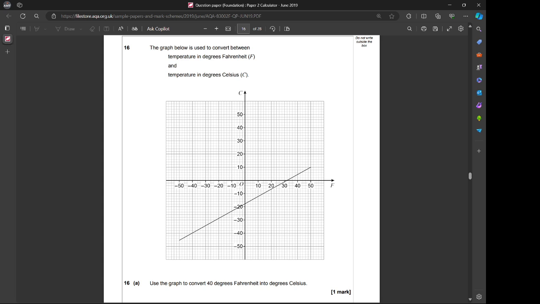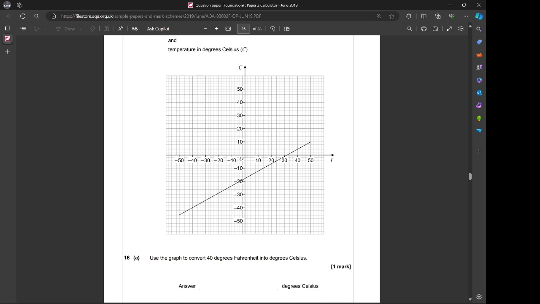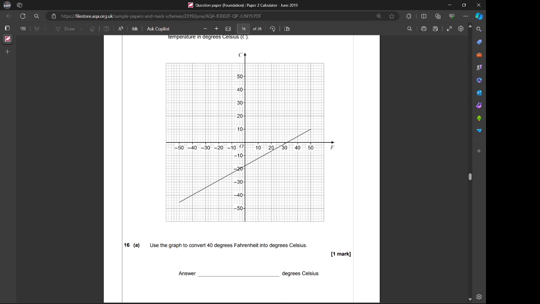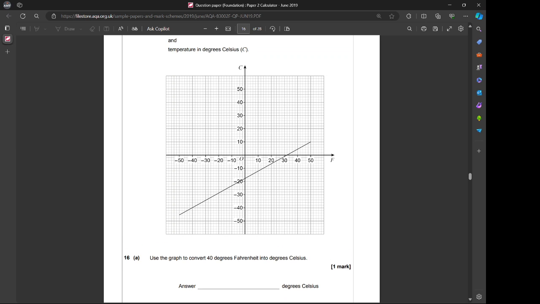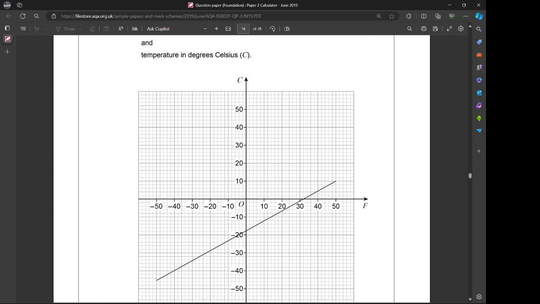What I might do is just go through it here to save us a bit of time. The graph below is used to convert between the temperature in degrees Fahrenheit and degrees Celsius. Part A: use the graph to convert 40 degrees Fahrenheit into degrees Celsius. Again, read the question carefully. So looking at 40, we go across to 40 on our x-axis, then go up. If I'm not mistaken, the answer is going to be around 4.2, I want to say, or 4.4.